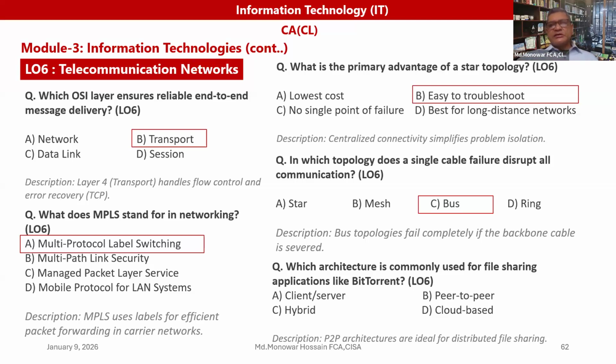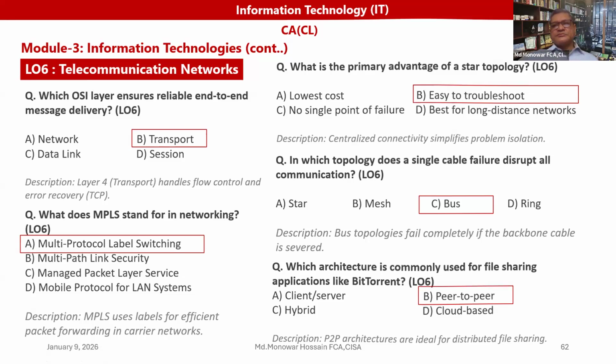Which architecture is commonly used for file sharing applications like BitTorrent? Okay, so peer-to-peer architecture is commonly used for file sharing applications. We know peer-to-peer, P2P, architectures are ideal for distributed file sharing. Answer B.